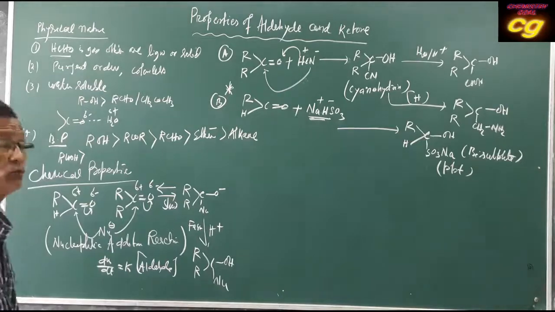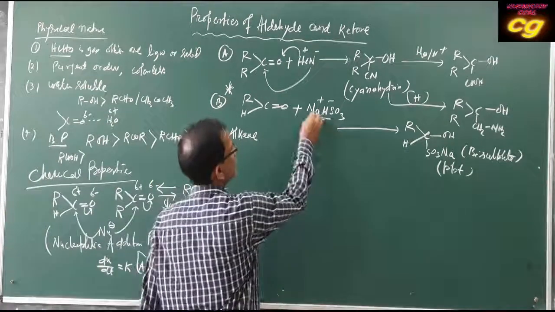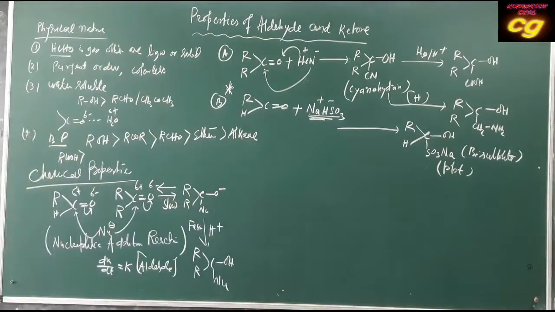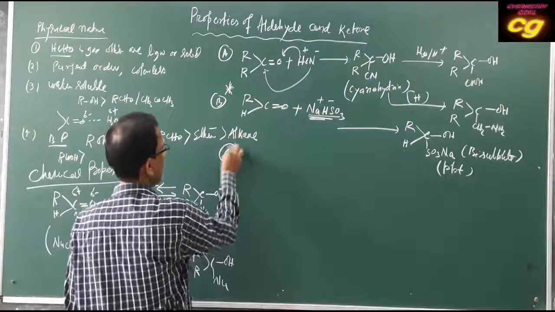Very important. How can you separate the aldehyde or ketone from the organic mixture? Using sodium bisulfite. You remember this one. So this is a very important reaction of aldehyde and ketone. Then we can use the other reactions of aldehyde and ketone.